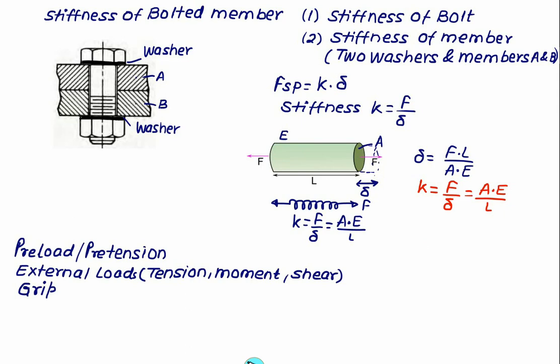In addition to the stiffness of the bolt and the member, we'll discuss here a few terms, that is a preload, which is also called pretension. Then the external loads due to tension, moment and shear, and what is the meaning of grip and how to calculate the effective unthreaded length in the case of grip, that is in the case of a bolt as shown in the figure or in the case of a screw.